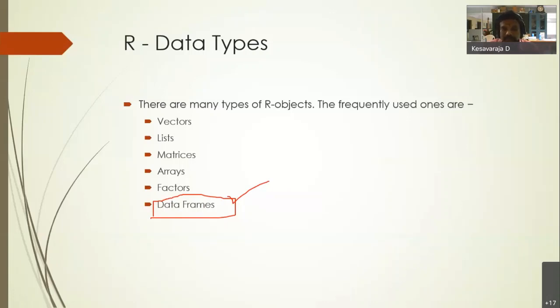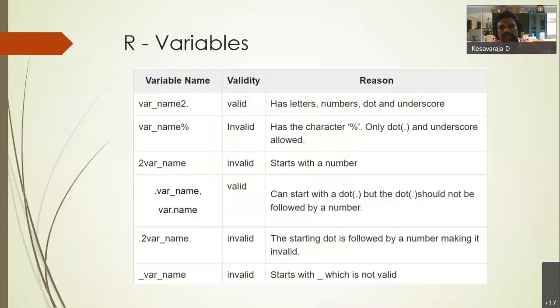Now variables. All are very much familiar with variables. Here the variable name rules are also the same. A variable name supports a collection of letters, numbers, along with underscore and the dot symbol. So dot is also supported in R programming. Percentage is not supported, so this string is invalid. If a variable name starts with a number, it is not accepted, so invalid.